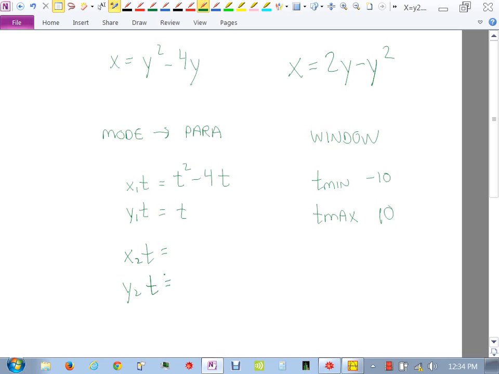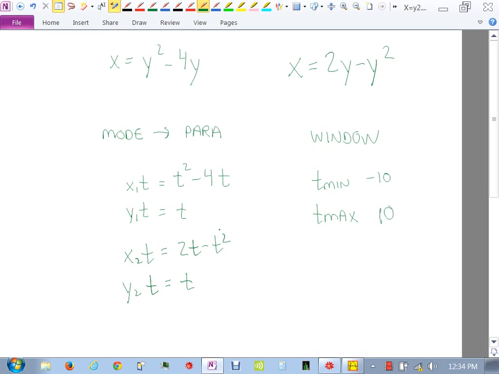What do you let y2t be? T again. And then what do you let x2t be? 2t minus t squared. And graph. Yay or nay? Yes? Good? Huh? That's not going to tell you the answer. That's going to let you draw the picture.